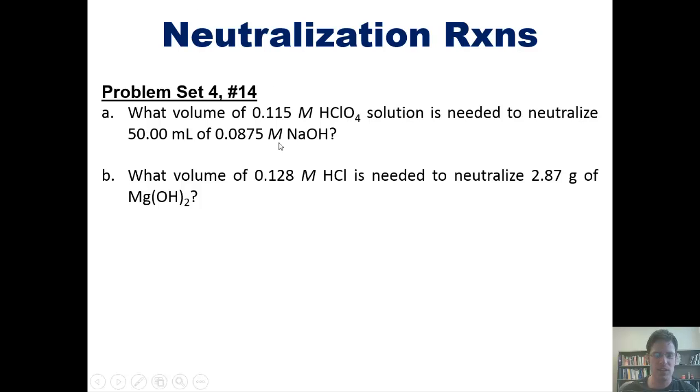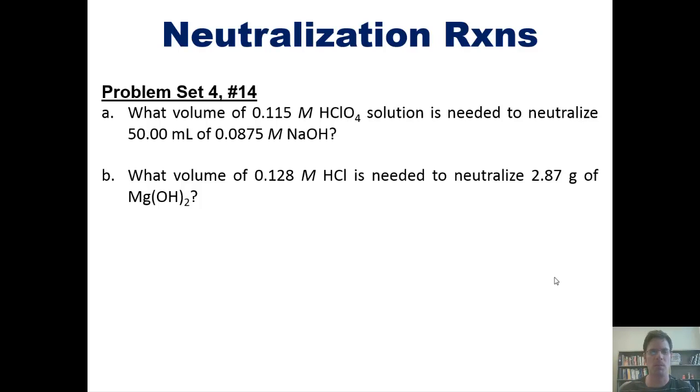What volume of this concentration of perchloric acid solution is needed to neutralize 50 milliliters of this concentration of sodium hydroxide? And separately, what volume of this concentration of HCl is needed to neutralize 2.87 grams of magnesium hydroxide? Now, in typical me fashion, I'm totally not going to show you how to do this here, but invite you to attempt to do it on your own. If you like, you can click the link here to a separate video in which I'll show you how to do it on the board.